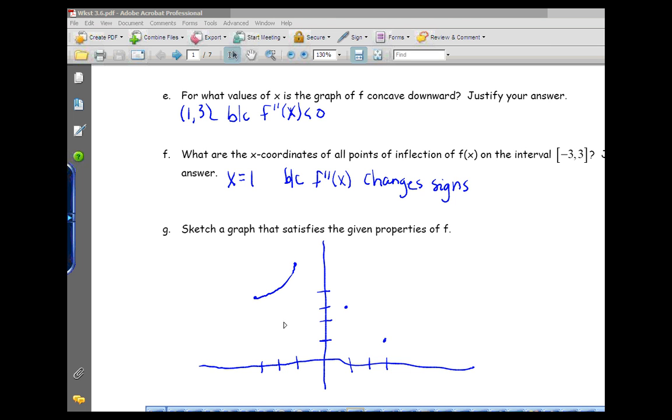Y'all cool with that? Okay, the next segment between negative 1 and positive 1 is decreasing and concave what? Also up. So it needs to look like this. And then the last segment is decreasing and concave down. So it looks like that. Now that I've drawn this graph, does it make sense that the derivative at x equal negative 1 does not exist? Yes, it's a cusp. All right.